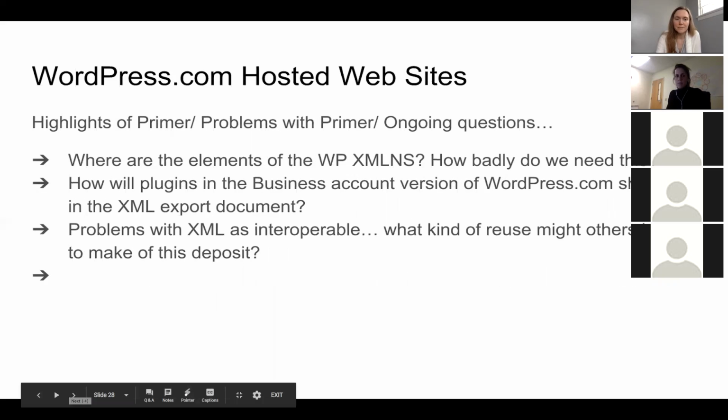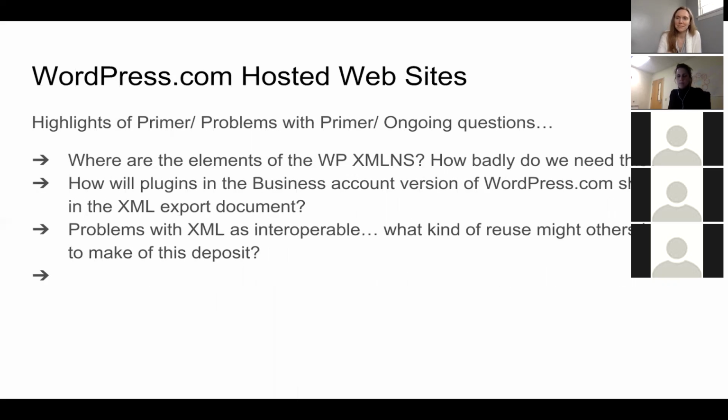Okay, so problems with the primer, ongoing questions. When you look at the header of the document, there are multiple namespaces being employed in the XML document. One of them is Dublin Core, and that object opens very nicely and you can see the elements. Another is Well-Formed Web, and there's a great GitHub collection that explains the elements of that namespace. But the actual WordPress proprietary XML namespace, I can't find. No one seems to really be pointing to it, and a lot of people seem to not think it matters.